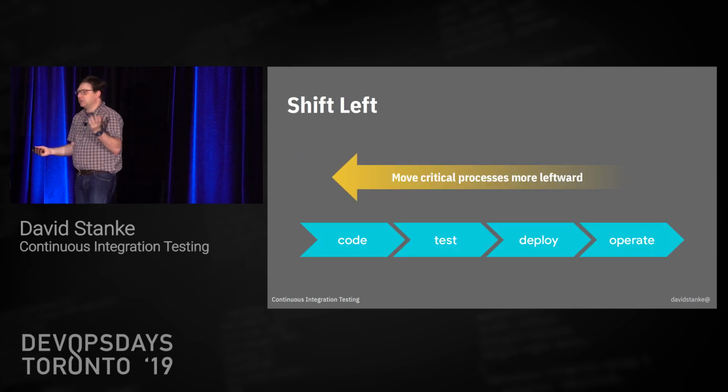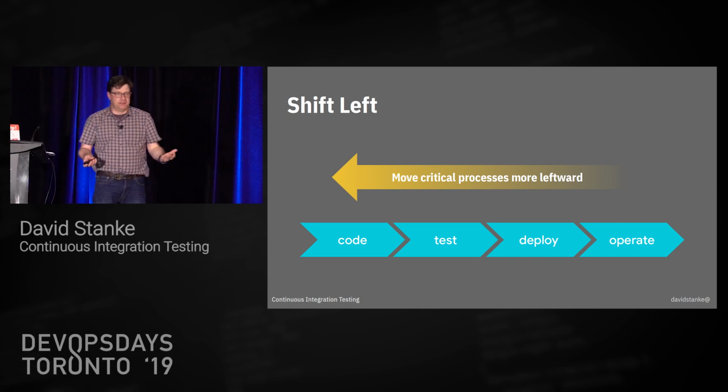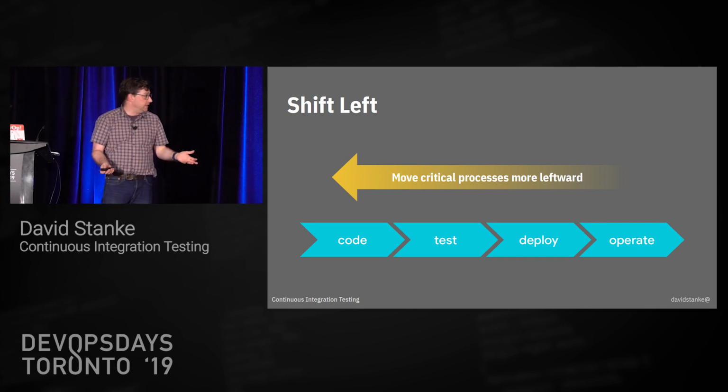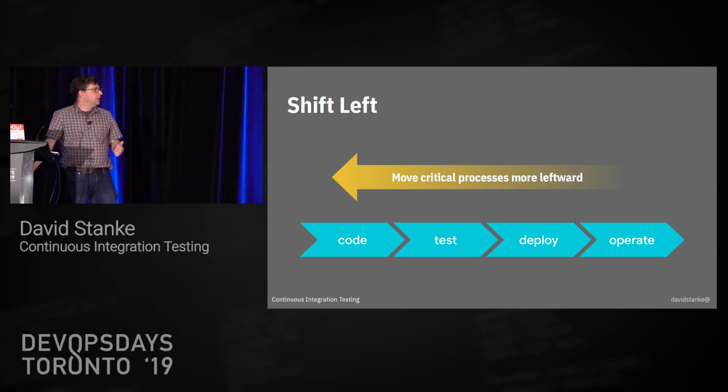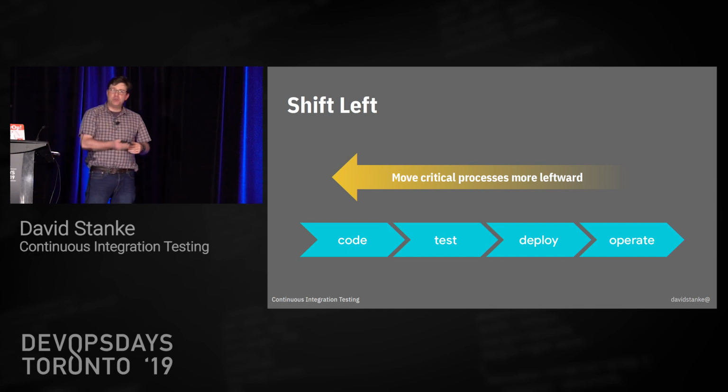So we talk about this in the context of shifting left. Well, what does shifting left mean? It means incorporating critical processes early in the SDLC. So a typical flow, code, test, deploy, operate, cycle back, and we model this from left to right. Shifting left means we do some of the important stuff more lefty.